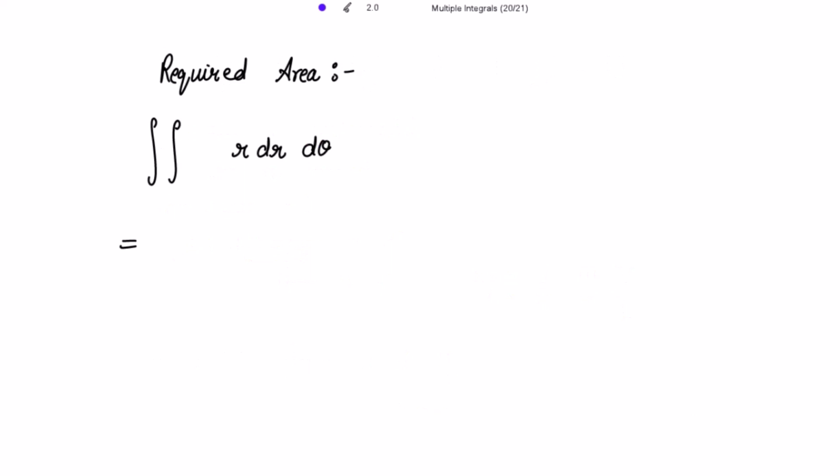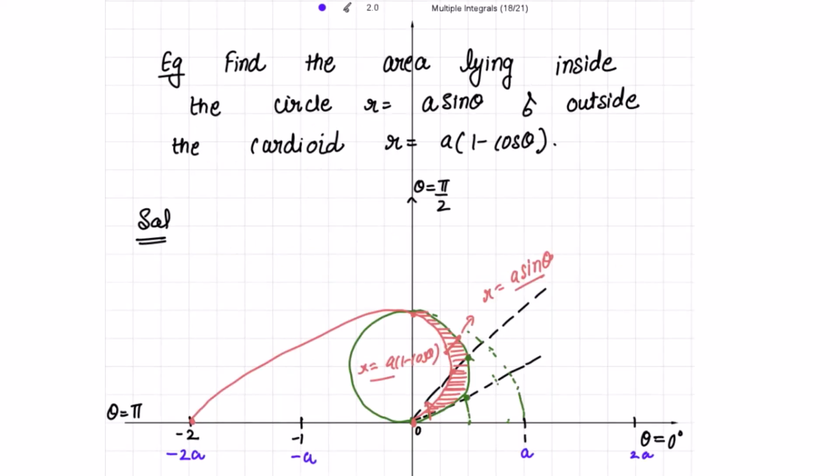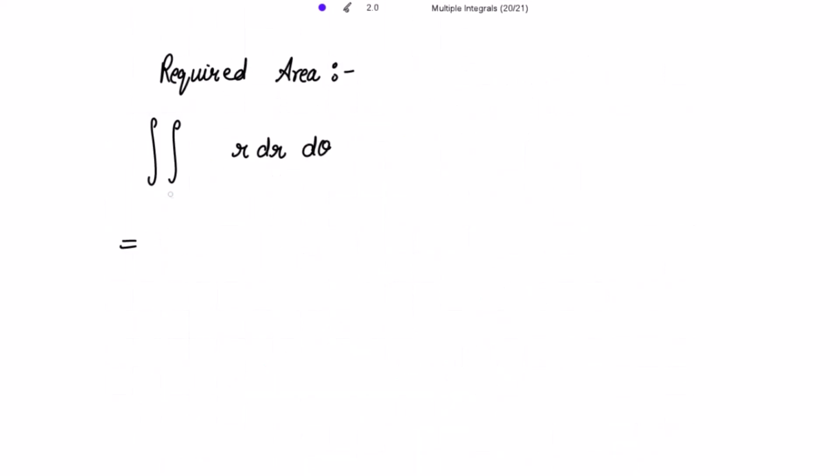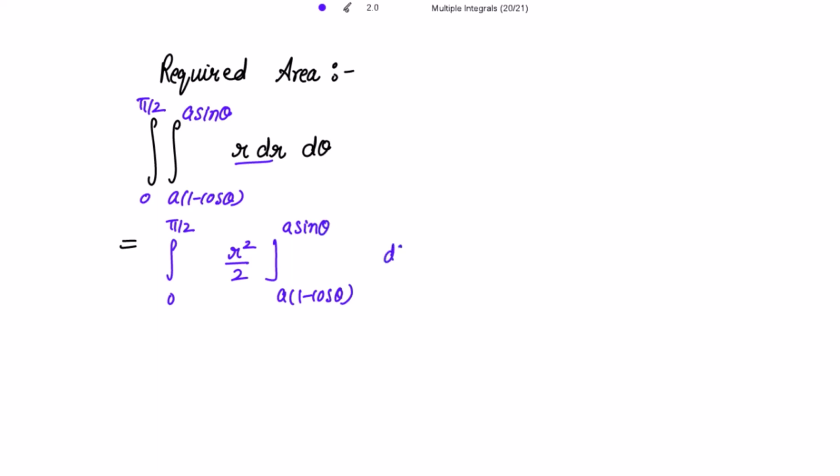And then the required area. Now the lower limit for r is taken to be from the cardioid a into 1 minus cos theta, and the upper limit is to be taken as a sine theta, and the limits for theta are from 0 to pi by 2. Now solving the inner integral, this is r dr, so this will be r square over 2, and the limits are a into 1 minus cos of theta and a sine of theta, d theta.